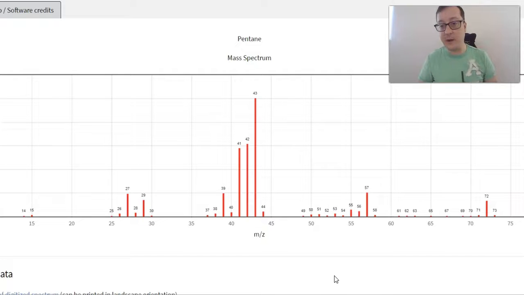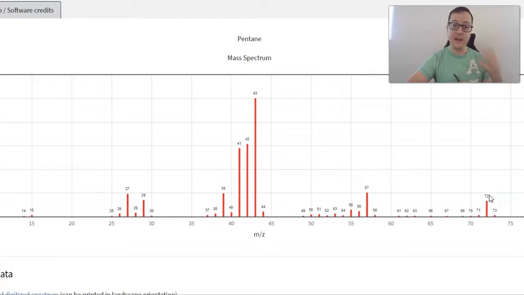Our first step is to identify the molecular ion peak, which should be your highest one that is of significant intensity. So we're going to go ahead and say that one is 72 for pentane, and it should be because pentane's molecular weight is 72 grams per mole.